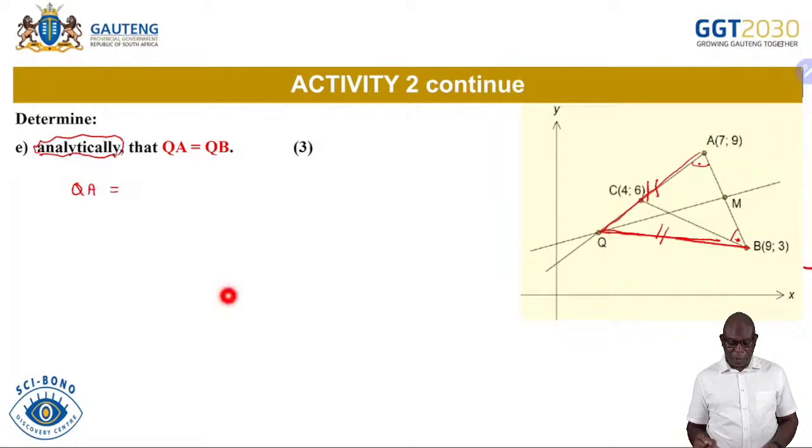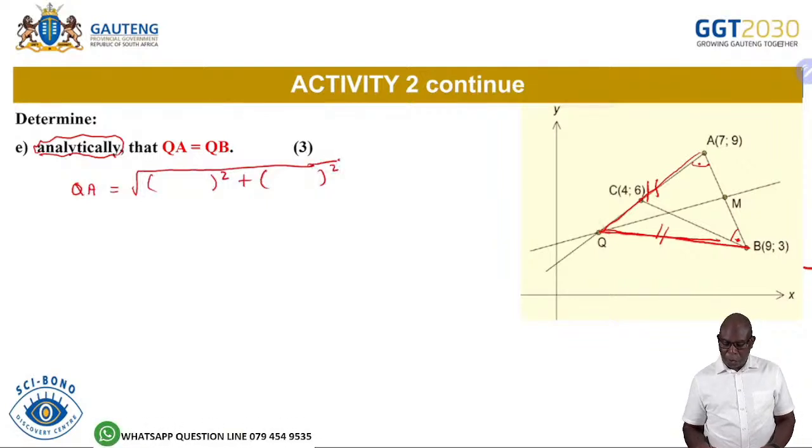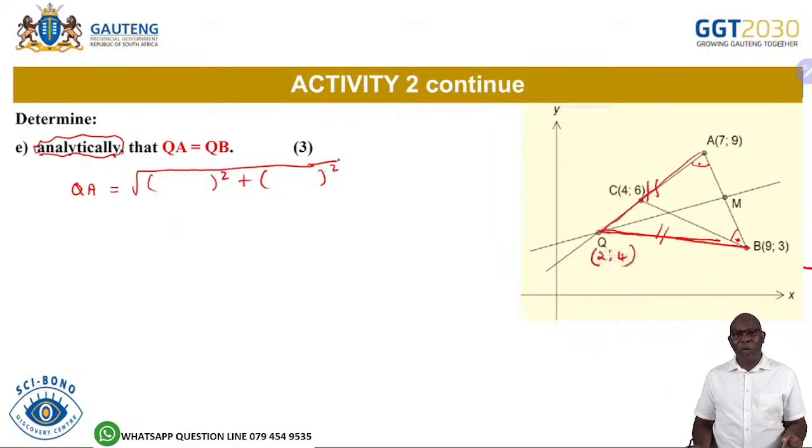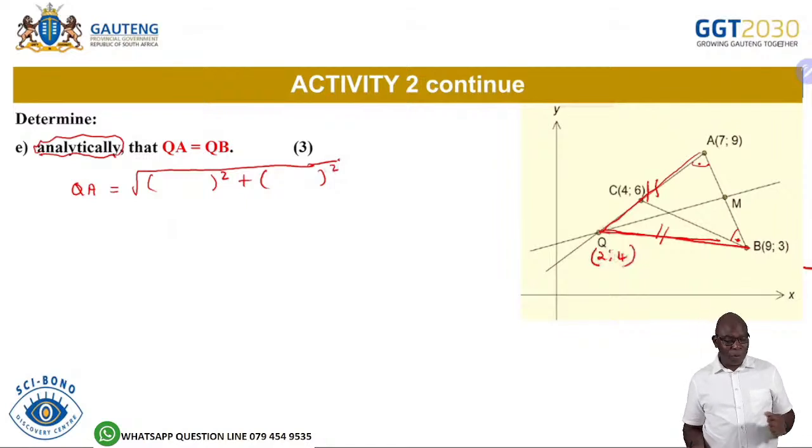First calculate the length of QA. So now the length of QA will be, check this. QA, we already know the coordinates of Q, it's 2 and 4. Can you see? So whatever you've got in previous question, we're going to use it in the next question. So we're saying the coordinates of that is 2 and 4.